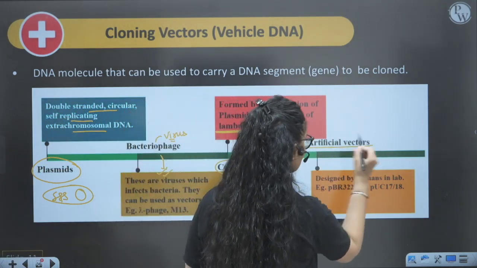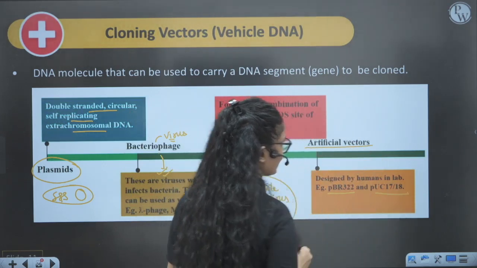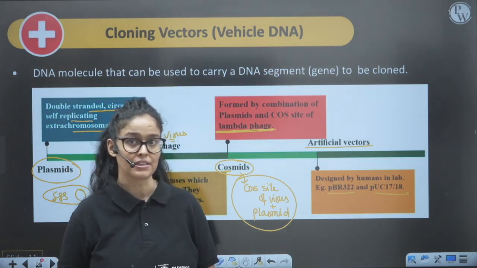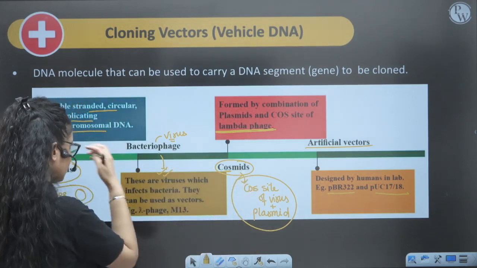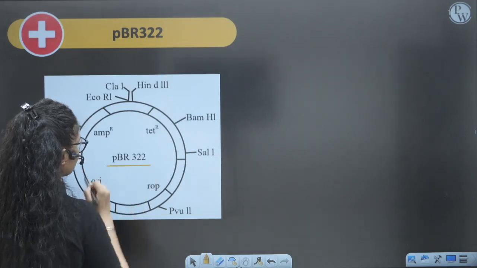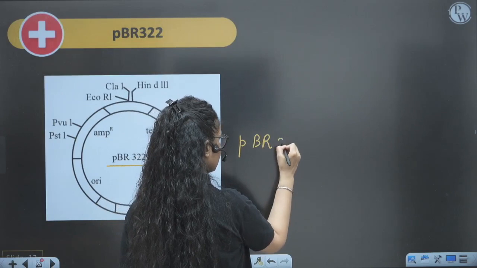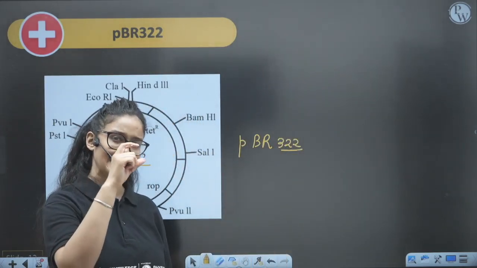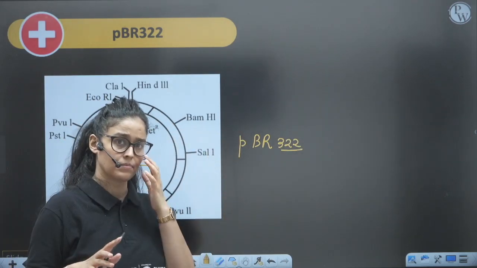So artificial vectors like pBR322 and pUC18/19 were designed so that they can serve the purposes that we want them to serve. So let's see all the types of vector in a detailed way. This is the artificially produced vector, pBR322: p for plasmid, BR after the name of the scientists, and this number represents the serial number of the plasmid that is kept in the lab, right?